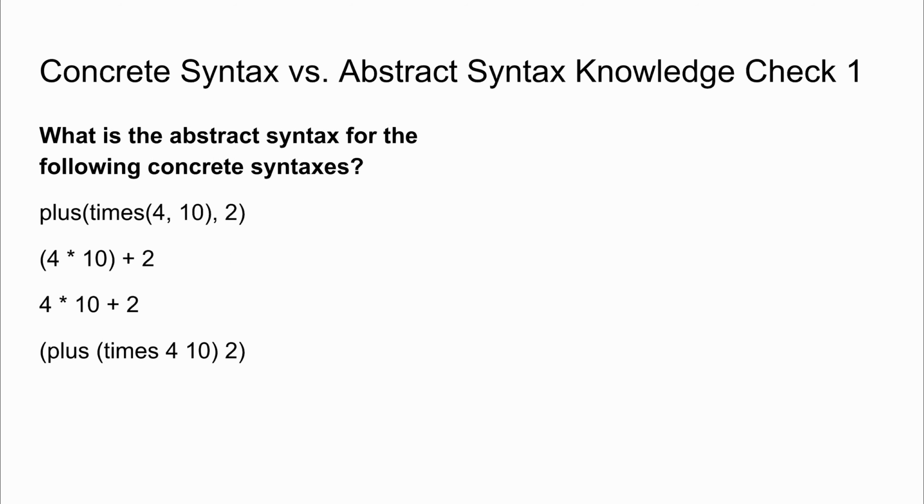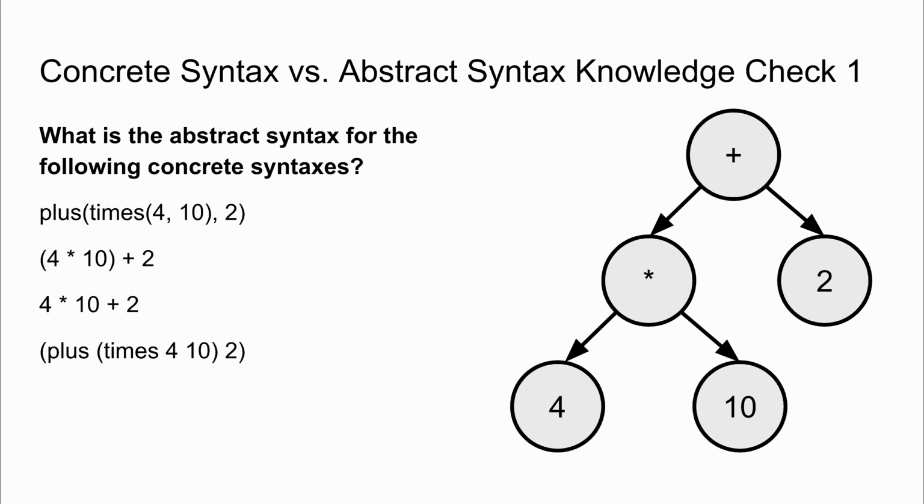Let's check your understanding. What is the abstract syntax for the following concrete syntaxes? I encourage you to pause the video to try this out for yourself. Here's the tree that I came up with. Notice that the structure of the tree makes it clear that we multiply 4 and 10 first, and then add 2.